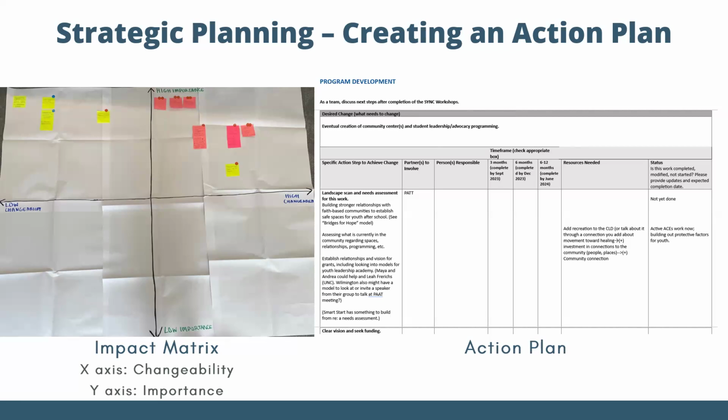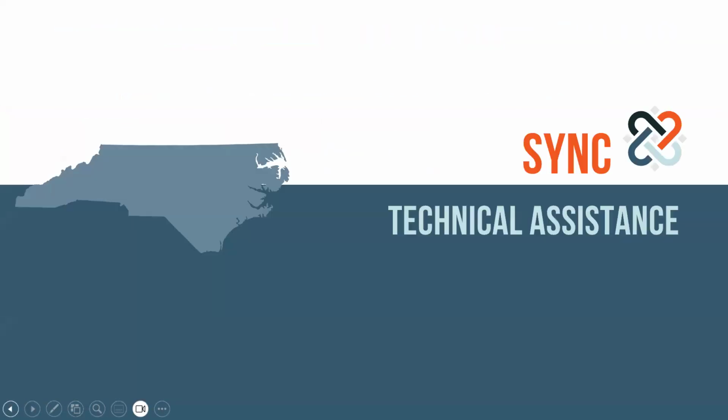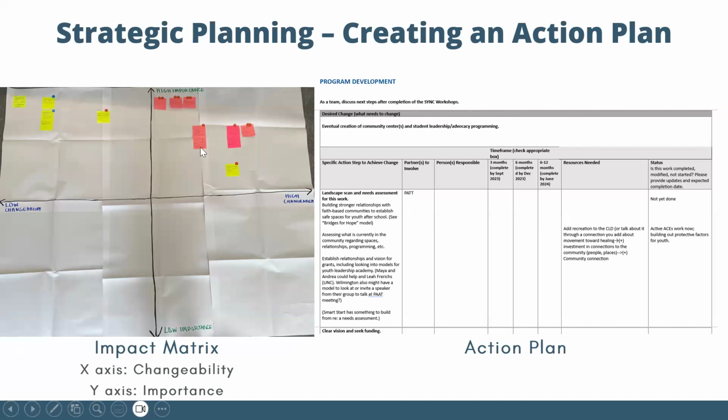And to do this, we start off with this impact matrix activity on the left. I know it's hard to see, but the x-axis is level of changeability, and then the y-axis is level of importance. And those action ideas that they brainstormed on the previous slide, they think through where they fit on level of importance and level of changeability. So anything in this quadrant is the optimal place to start. It's high importance, high changeability.